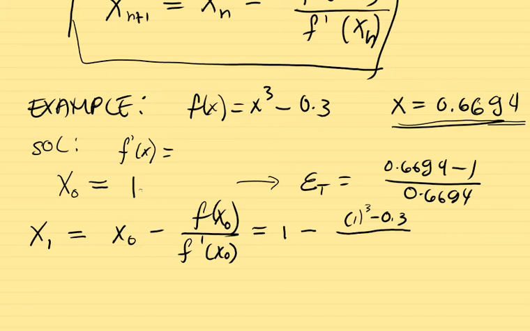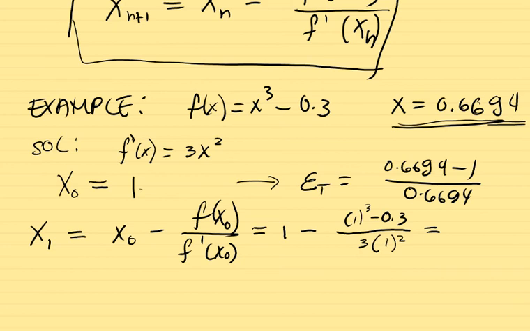So based on our rule, this will be 3x^(3-1), so 3x squared. The derivative of a constant is always equal to 0. So this will be f prime of x, 3x squared. Then we put here 3x squared, so this will be 3 times f prime of x0. f prime of x0 is 1, so 1 squared. Then solve for x1.